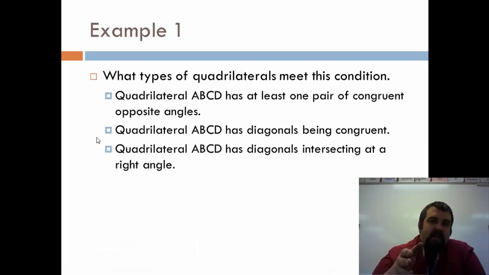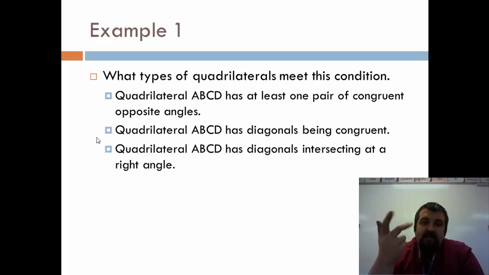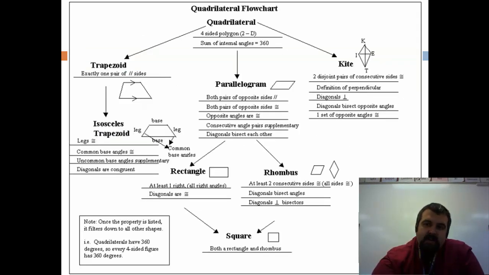So what types of quadrilaterals meet this condition? The second bullet down would be isosceles trapezoid, rectangles, and squares. And the last one, but not least, quadrilateral ABCD has diagonals intersecting at a right angle. So the diagonals are perpendicular is another way to say that. So I look for diagonals being perpendicular. Oh, kite satisfies it.